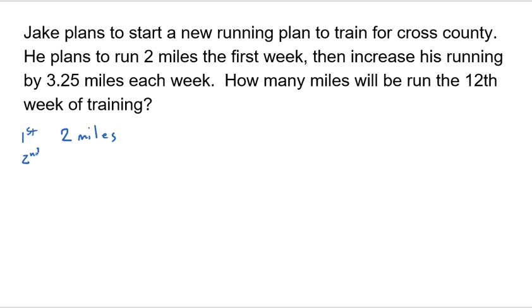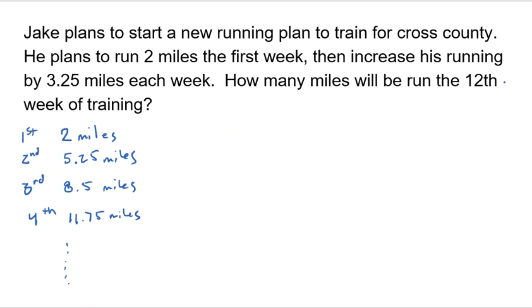This certainly sounds arithmetic to me because we're adding 3.25 every week. So the second week he's going to add 3.25 miles, so now he's going to run 5.25 miles the second week. The third week, he's going to add another 3.25 miles, so now he's at 8.5 miles in that third week. And then the fourth week, he's going to add another 3.25 miles. So that's 11.75 miles he's going to run the fourth week. And that's going to continue.